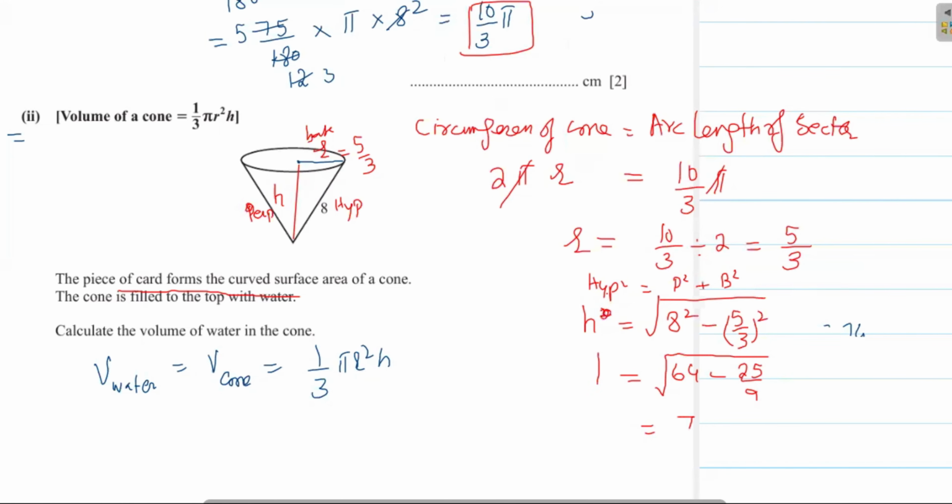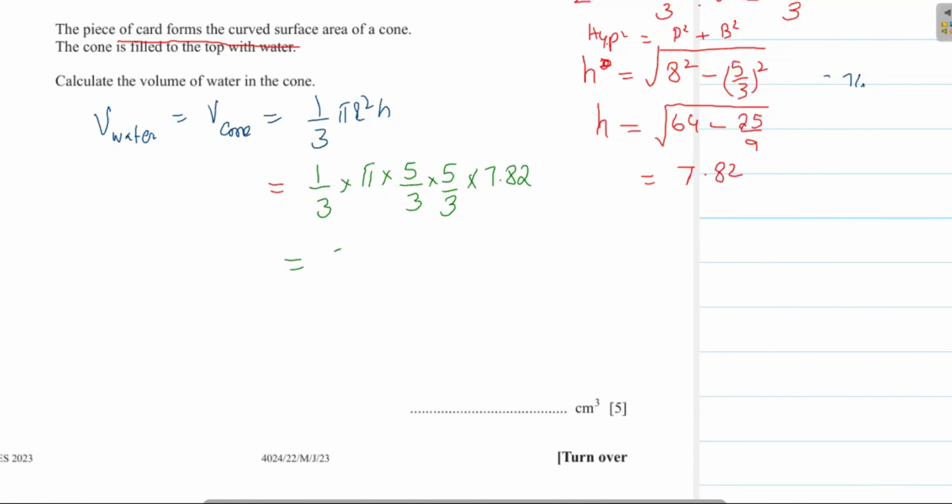This is H, and we write that the length of H is equal to 7.8. You can calculate this value by calculator. Now we put the value here. This value is 1/3 times pi times r, which is (5/3) whole squared. We write it as 5/3 times 5/3, and the height is 7.82. Now we see the answer is 22.75, and the 3 SF value will be 22.8 centimeter cube.